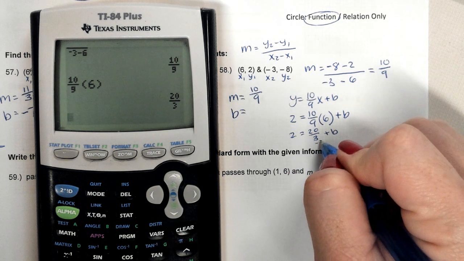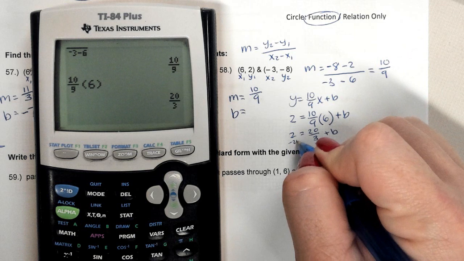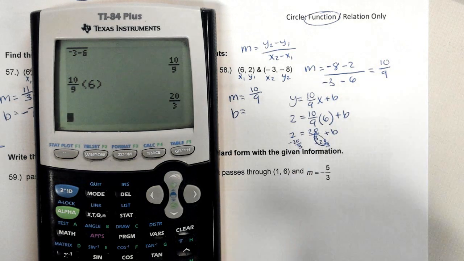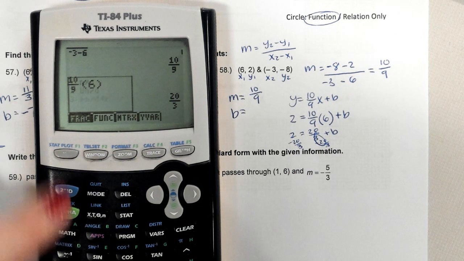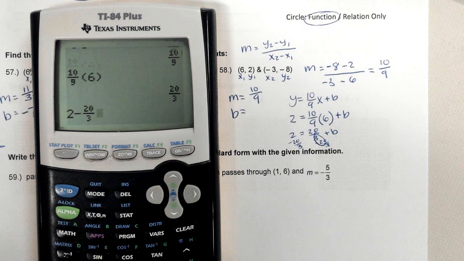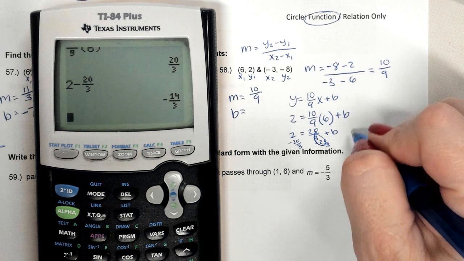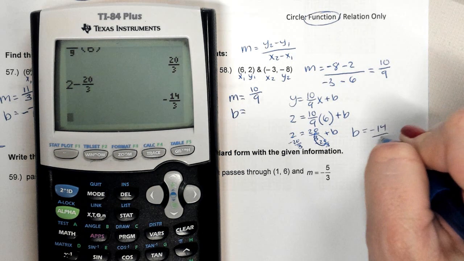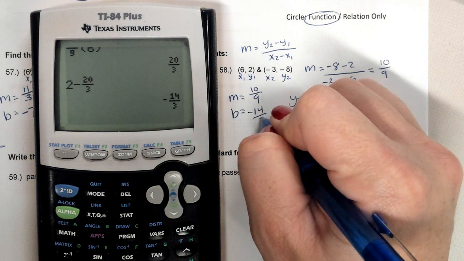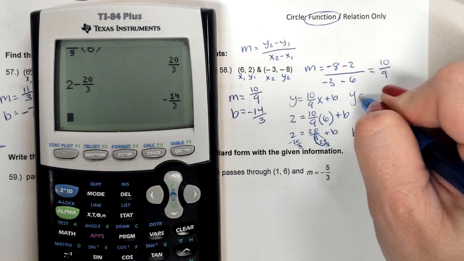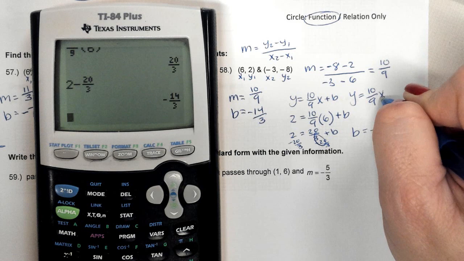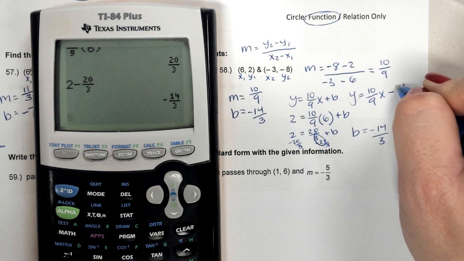So I have to subtract 20 over 3 from both sides. 2 minus 20 over 3 gives me negative 14/3. So b equals negative 14/3. So I have y equals 10 over 9x minus 14/3.